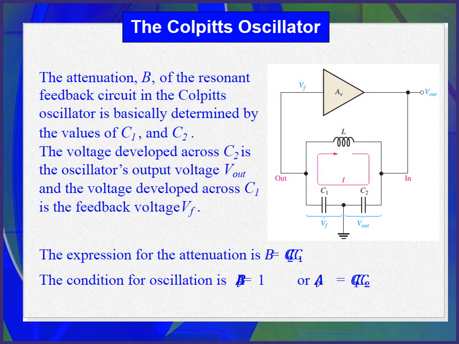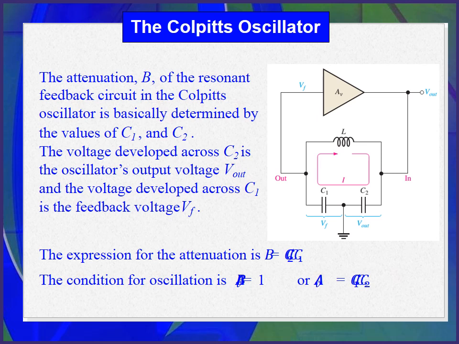So here the condition for oscillation and startup is that the attenuation beta of the resonant feedback circuit in the Colpitts oscillator is basically determined by the values C1 and C2. Here the figure shows the circulating tank current, which is through both C1 and C2 effectively in series. The voltage developed across C2 is the oscillator's output voltage and the voltage developed across C1 is the feedback voltage as indicated. So the expression for beta is C2 by C1.